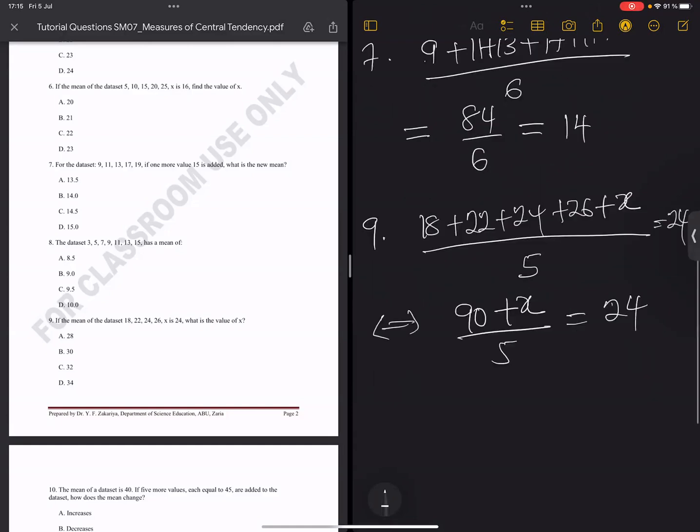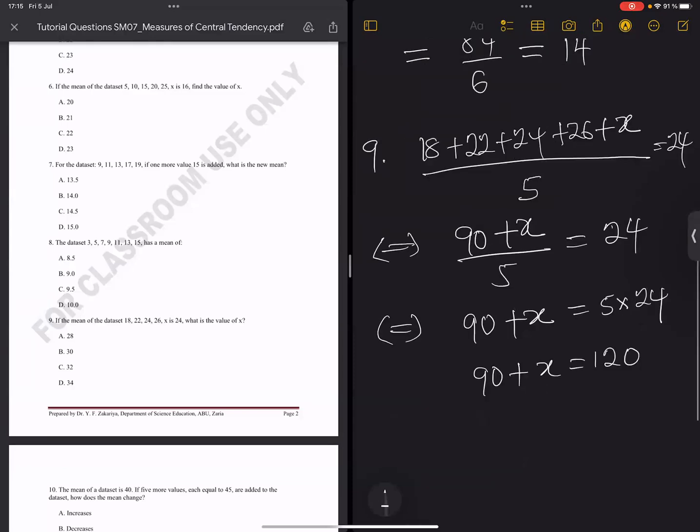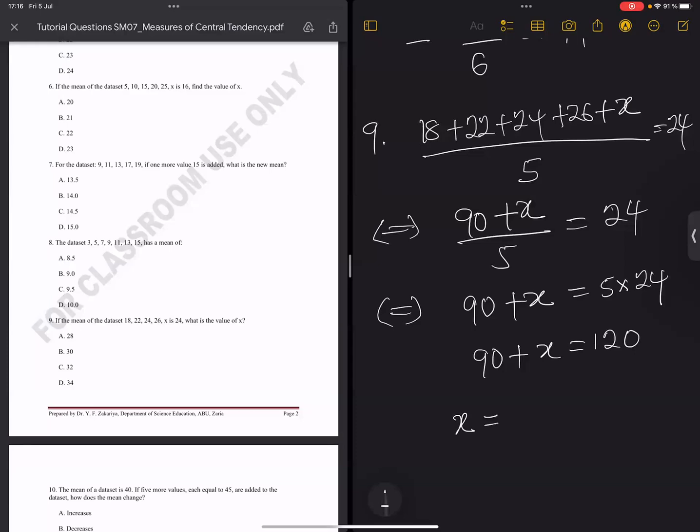Excellent. So how can you now simplify this further? By saying 90 plus x equals 5 times 24. I hope this is clear. And then what do you now have? 90 plus x equals 5 times 24, which is 120. All right, perfect. So that means your x equals 120 minus 90. I hope this is clear. Simple arithmetic. Remember, we started with this arithmetic in this course. So x equals 30. So the right answer is 30.